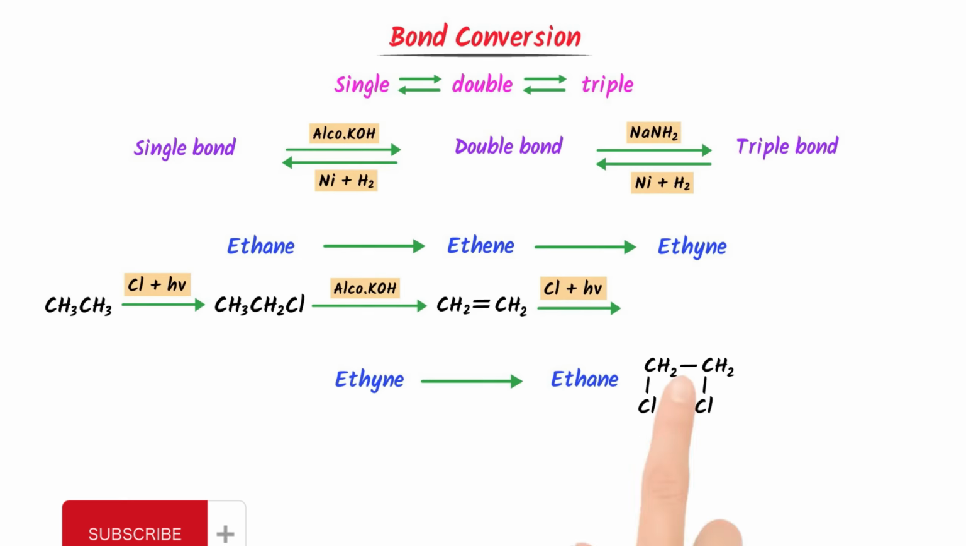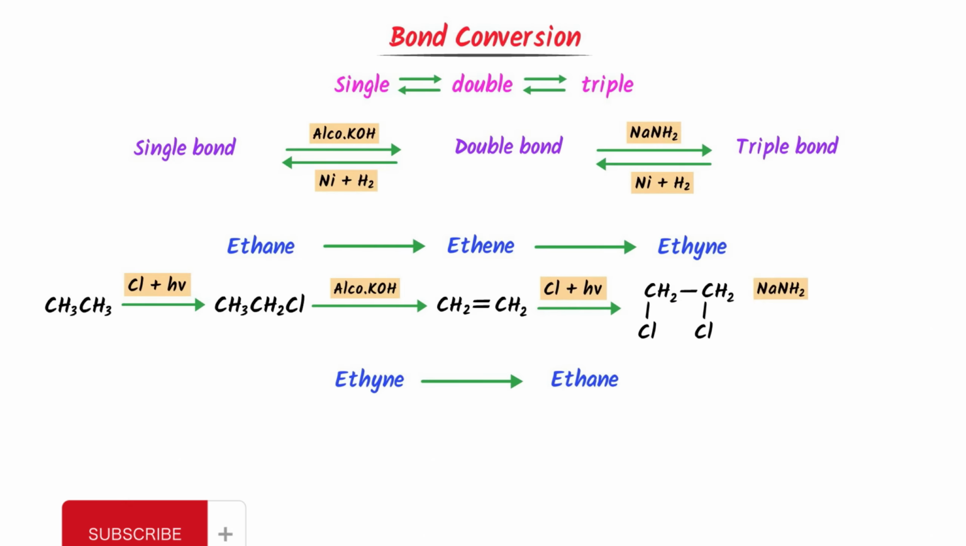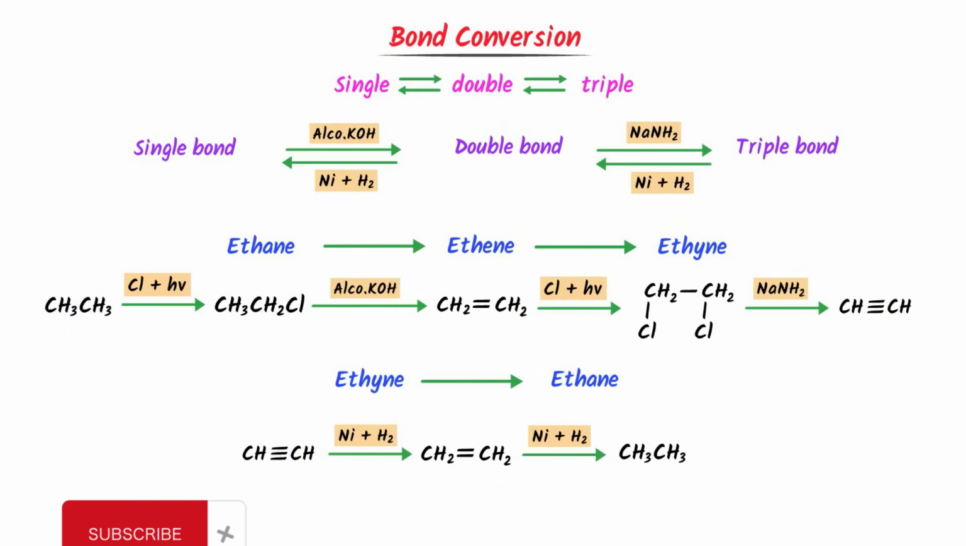I get ethene. In this case, I write here ethene. I activate it. Now I will add sodium amide to it. I get ethyne. On the other hand, I write ethyne here. I reduce it by adding nickel plus hydrogen. I get CH2 double bond CH2. Again I add nickel plus hydrogen to it. I get ethane. Therefore, using these simple conversions, we can easily do single bond and triple bond conversions.